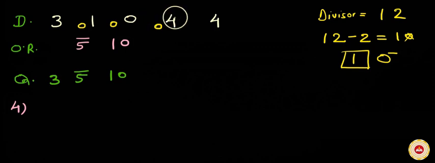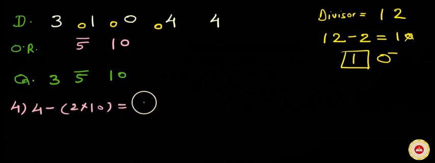Fourth step, read this as 4. We are going to calculate the third osculation number. 4 minus 2 times the last quotient, which is 10, gives us 4 minus 20, which is negative 16. Now this negative 16 is the third osculation number and should be written below this 4.